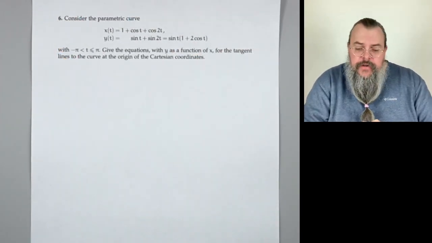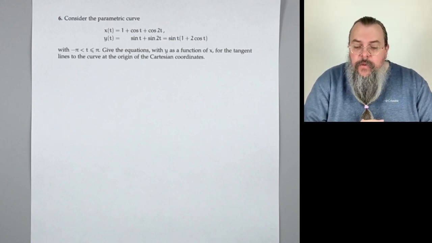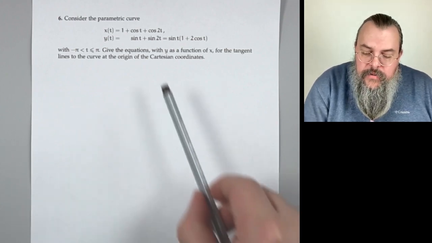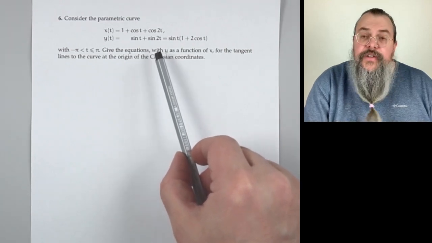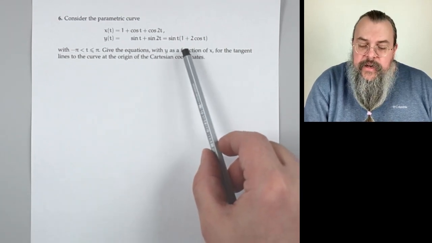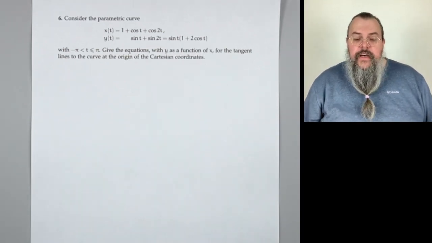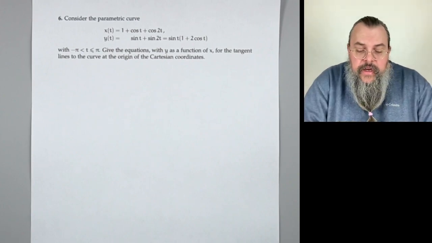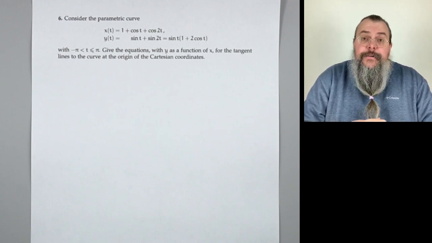Consider the parametric curve. X is 1 plus cosine t plus cosine 2t, and y is sine t plus sine 2t. And they even said, hey, if you use your double angle identity, sine 2t is 2 sine t cosine t. And so you can pull it out. That's the same as sine t times 1 plus cosine 2t. And all right, so we're told those are our parametric curves, and negative pi is less than t, less or equal to pi. Now, what does this look like?